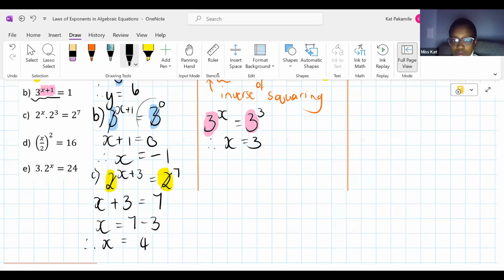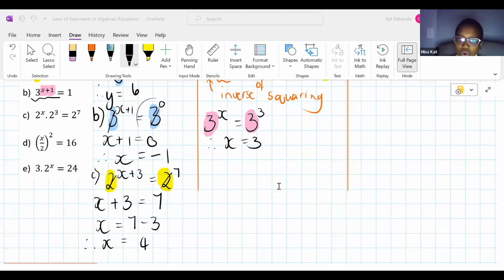Ma'am, why didn't you multiply the 2's? Why would you multiply the 2's? They are the same base. So you cannot multiply them because we don't know how much 2 to the power of x is. It could be anything.